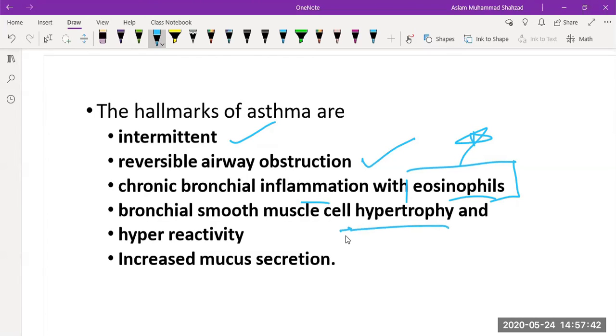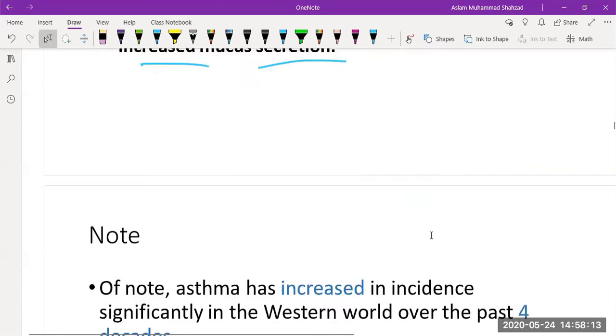Then we have bronchial smooth muscle hypertrophy, hyperreactivity, and increased mucus secretion. So how can you differentiate chronic bronchitis from asthma? Both have increased mucus secretion, but in asthma it is more intermittent. The cough will be dry, and if you look at the microscopic characteristics, there will be high eosinophils. So we need to verify and diagnose properly for the patient.